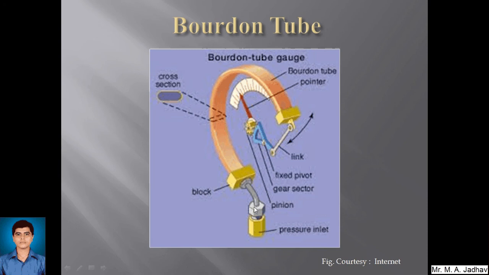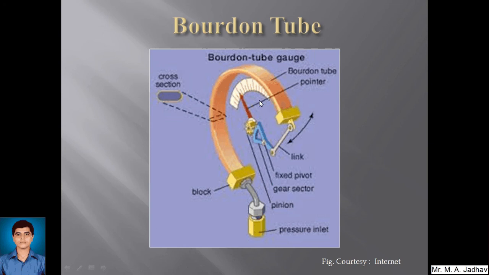As pressure is applied at the fixed end, this oval shaped tube will try to expand, and the tube, which is bent in a circular shape, will try to straighten with its movable end. Because of that, the link, as the arrow mark shows, will travel through this path. The sector is pivoted at one point, so as the link moves in this direction, the sector will rotate in a circular direction, and because of that the pinion rotates, and then the pointer rotates. So this is the regular Bourdon tube pressure gauge.